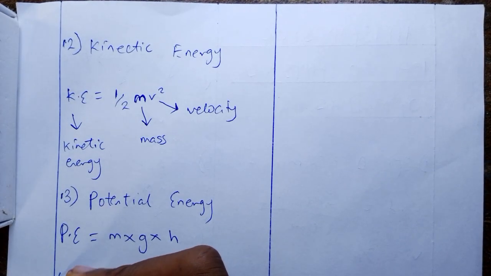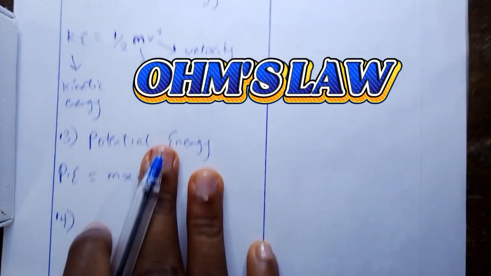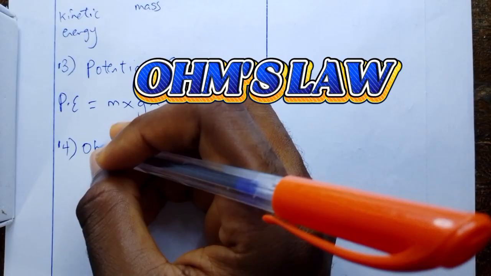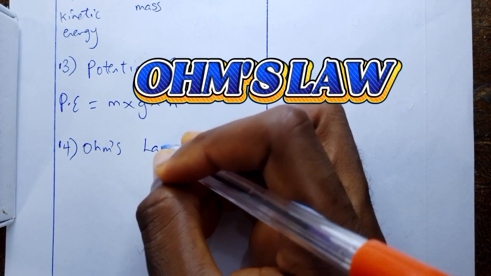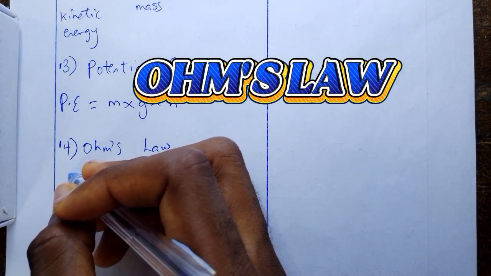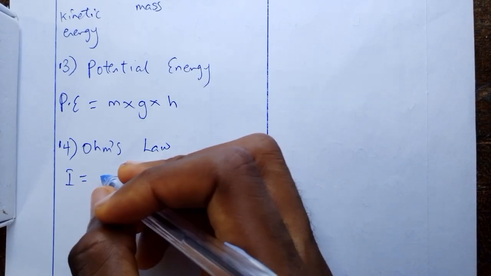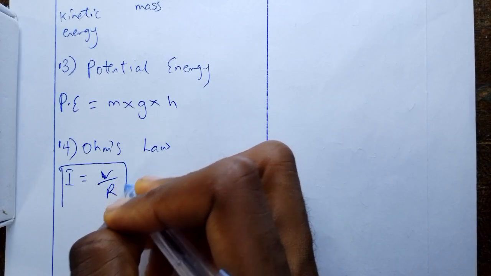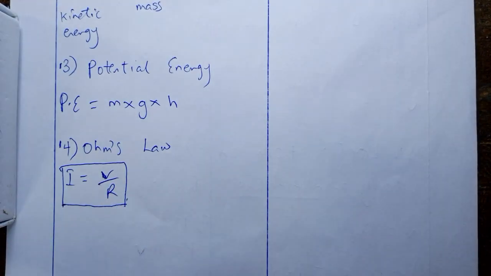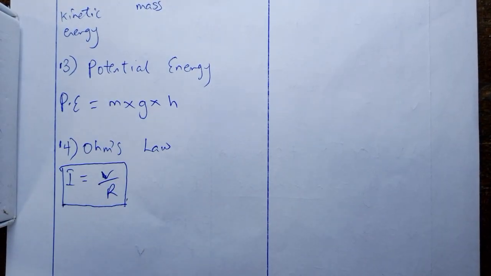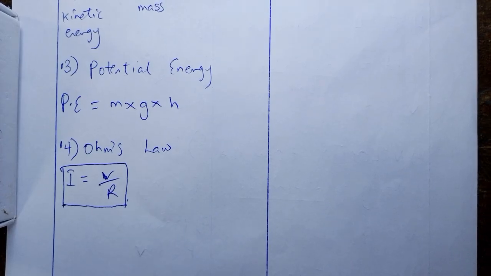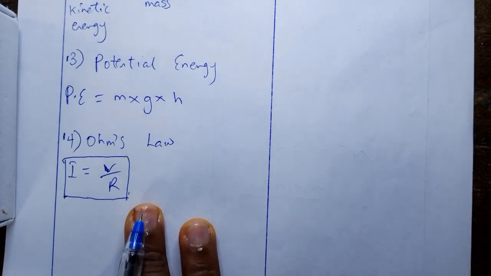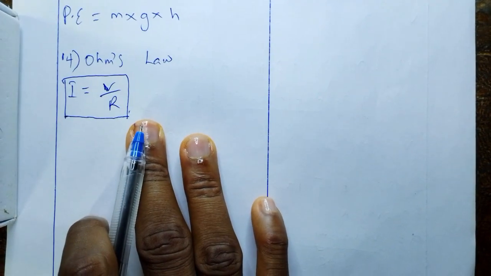Formula 14, a very, very important formula for electricity. Ohm's law. I equals V over R. This is the Ohm's law. I equals V over R. One of the most important electricity formulas. Ohm's law, very, very important. Ensure you memorize it as a physics student. It will actually help you in scoring more than your peers in your NECO examination.